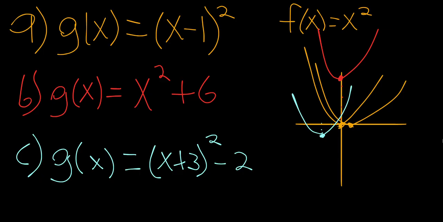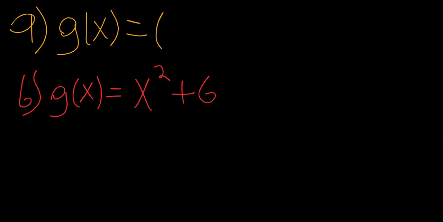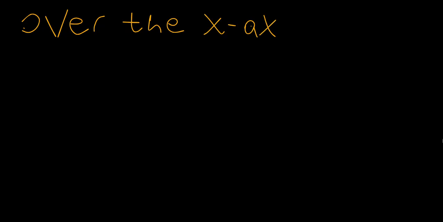Okay, so that's our vertical and horizontal transformations. Let's move into the reflections. I'm going to focus on one type of reflection. There's two kinds, but I want to focus on one, and that is over the x-axis. We can also flip over the y-axis, but let's save that for a later video.